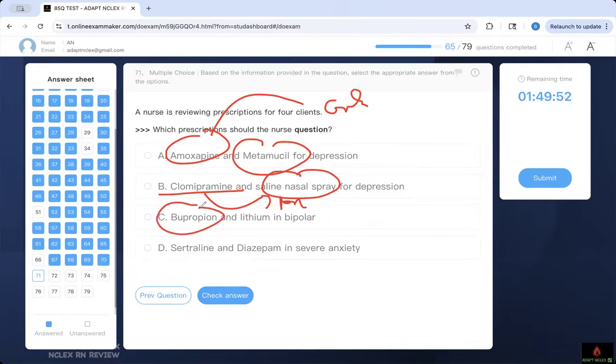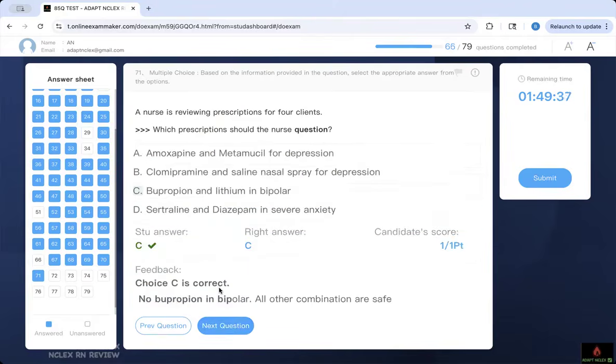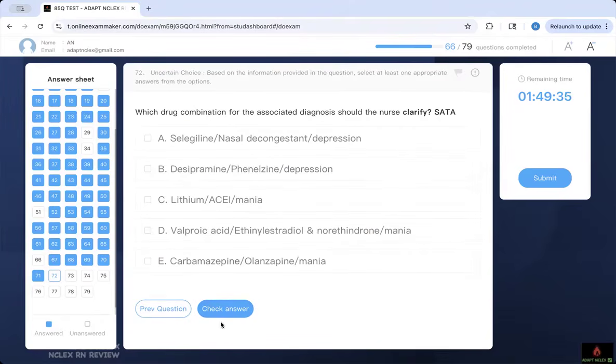Bupropion with lithium. It makes you hyper. Lithium is already hyper. They should not take it. SSRI and benzos can be put together. This is the way you see these questions. But you got to figure out how to answer them by connecting the 2 together. Same thing. With drug combinations, I intentionally make them all like that so that you can know when not to give it. And this will help your understanding of the pharmacology of that medication.